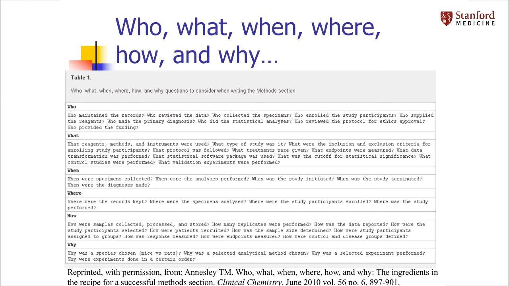He thinks of it as the who, what, when, where, how, and why of your paper. And he goes into details for each of those. Who maintained the records? What was used? When was it done? Where were the records kept? This is a nice checklist to go through as you're writing your methods section.